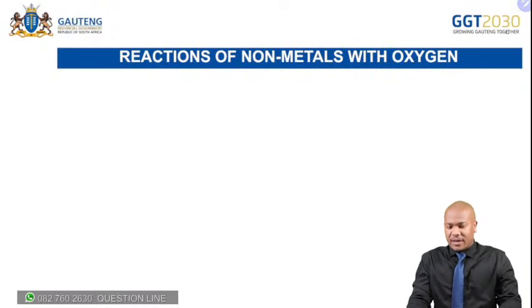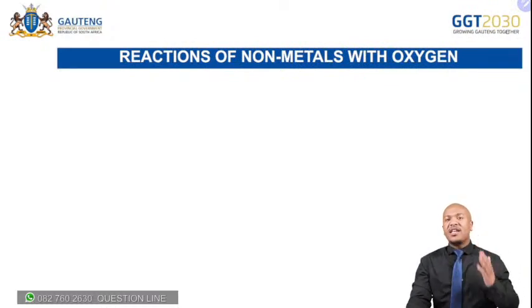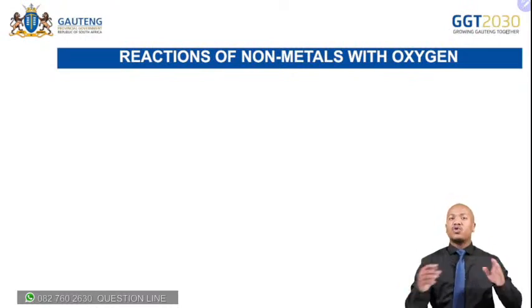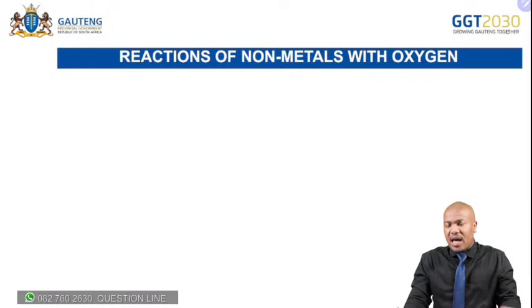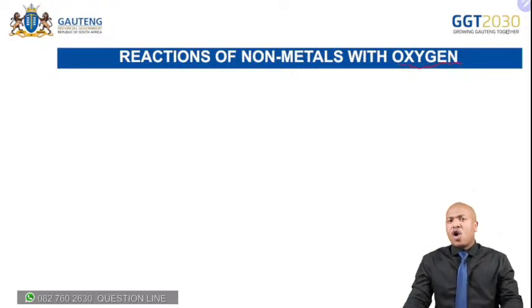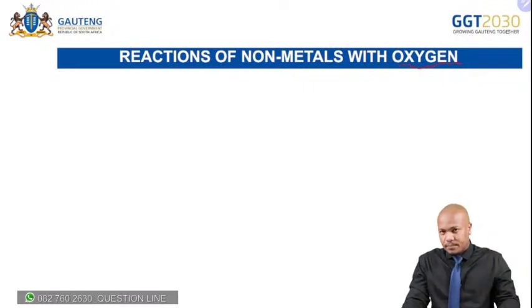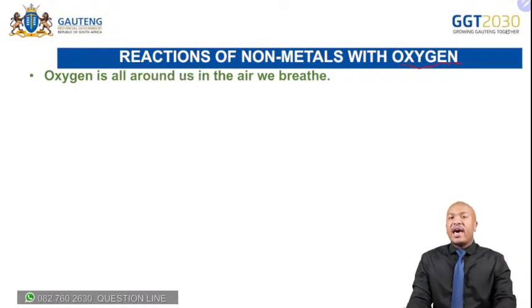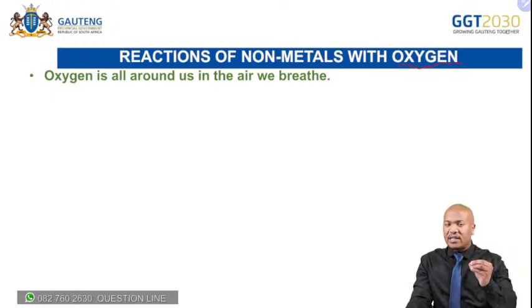Today's topic is reactions of non-metals with oxygen. So we're going to talk about all the elements found on the right-hand side, which are your non-metals, reacting with oxygen. We have to talk about oxygen first. Where do we find this oxygen? Oxygen is found all around us in the air that we breathe. Where do we find that air? It is in the atmosphere.